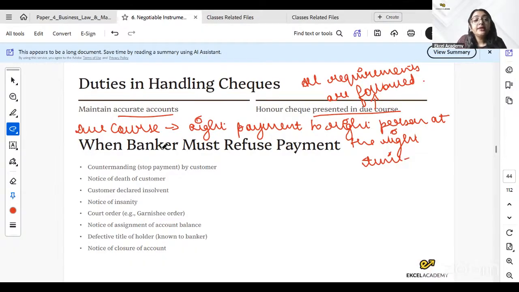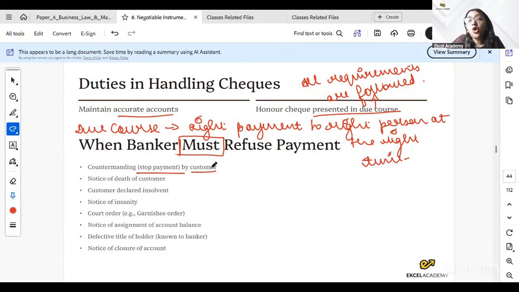Now, when must the bank refuse payment? Please understand that there is the word must here, which means that in these cases, compulsorily the bank will have to refuse your payment. So the first one is countermanding or stop payment by your customer. Let's say, for example, your customer itself has given a written notice to the bank saying please do not proceed with this payment.